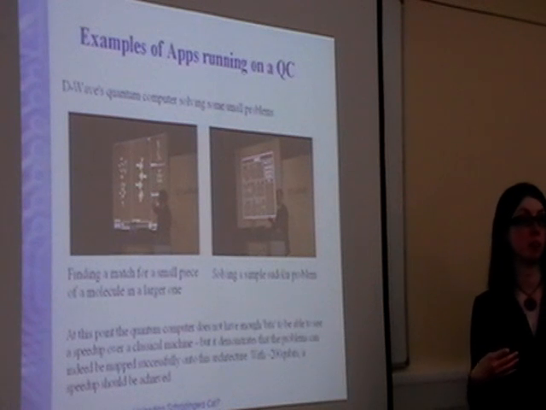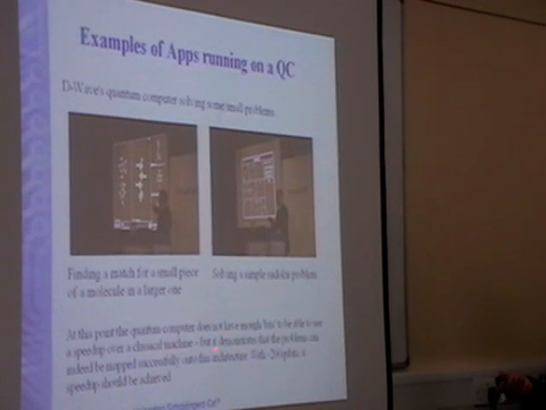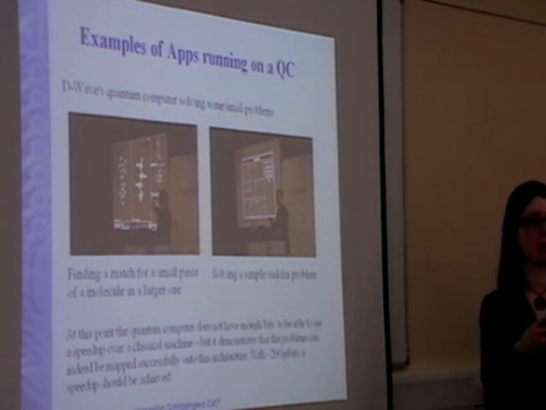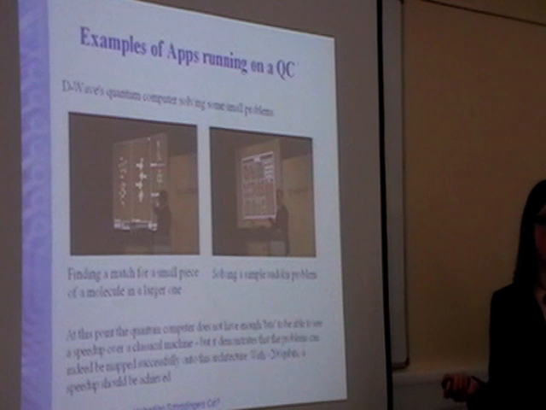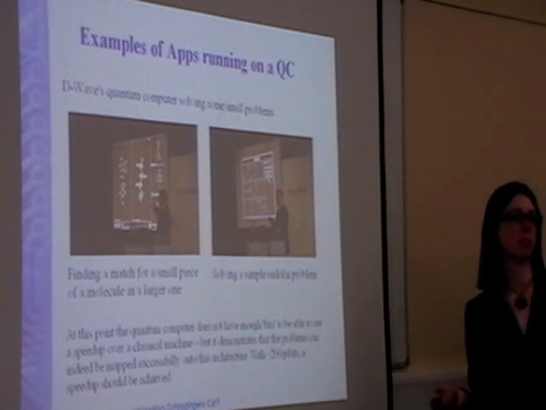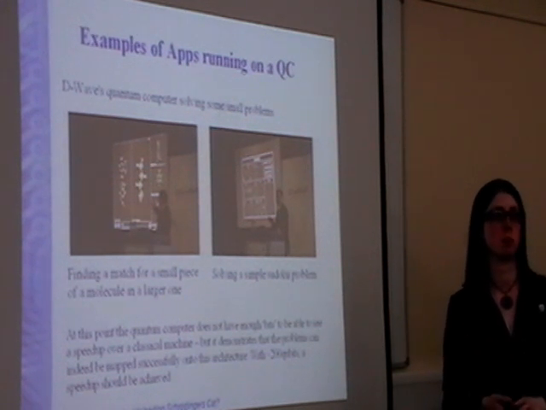computer and then recompiled at the end. So you don't actually see any speed up over a classical computer yet. But it does demonstrate that these problems can actually be mapped successfully onto this hardware and they can be solved. So now we just really need to scale up the systems to about the level of 200 qubits, and then we should start seeing some speed ups after that.